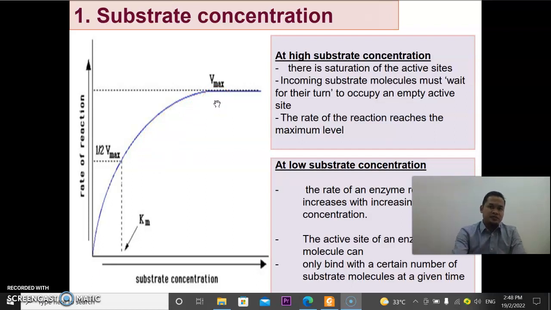Jadi incoming substrate must wait for their turn to occupy the empty active site, so that the rate of reaction reaches the maximum. Apabila rate of reaction reaches its maximum, the rate of reaction becomes constant. Pada waktu ini, kita jelas bahawa the active site of the enzyme becomes saturated. So, jangan guna perkataan lain. Perkataan yang kita guna adalah saturated.